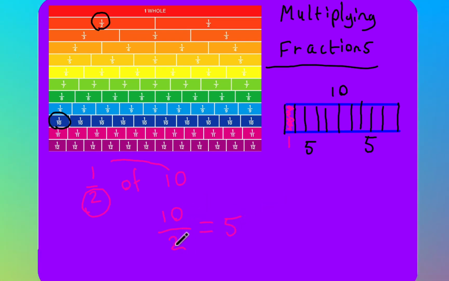The number on the bottom is always the number we're dividing by, in the fraction. The number on the bottom is called the denominator. Here we're dividing by 2, here we're dividing by 7, here we're dividing by 12, and so on. When we divide one whole by 12, we have 12 parts. When we divide one whole by 2, we have 2 parts. And if we divide by 5, we have 5 parts. So half of 10 is equal to 5.